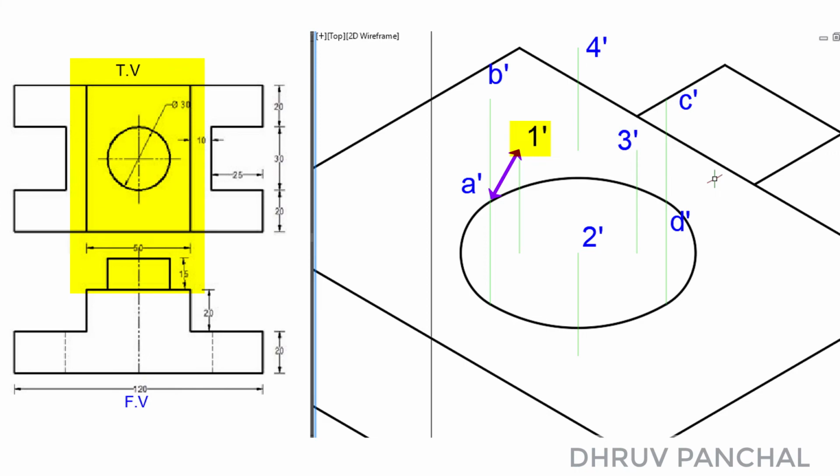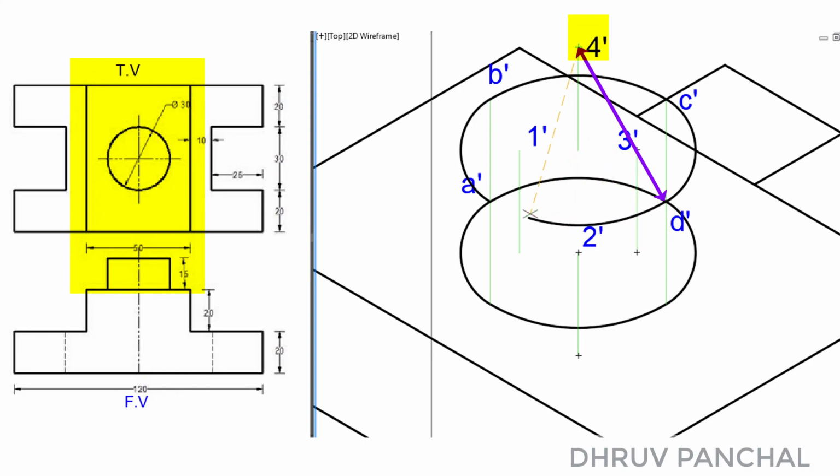Now, with the help of a compass, take distance A'1' as a radius and point 1' as a center, draw an arc. Take distance B'2' as a radius and point 2' as a center, draw an arc. Take distance C'3' as a radius and point 3' as a center, draw an arc. Take distance D'4' as a radius and point 4' as a center, draw an arc. Now, remove the unnecessary lines and notations as shown.